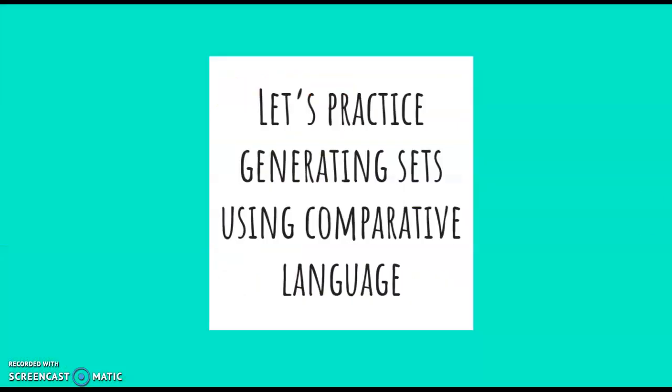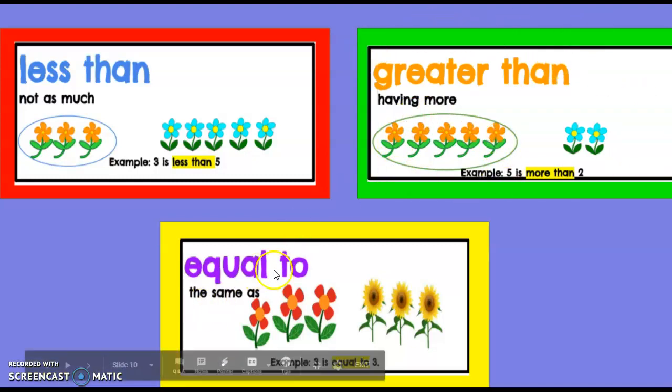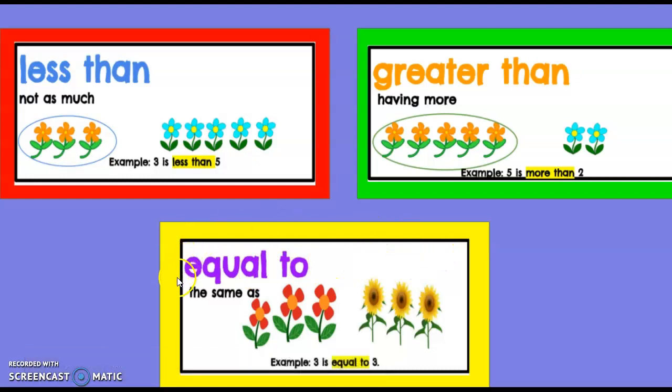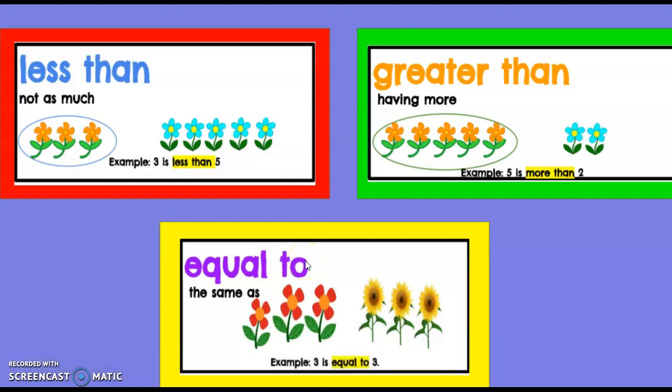Good. All right, now let's practice generating sets using comparative language. I just want to review the comparative language one more time. Less than means not as much or not more, and that will be on a red card. Greater than means what? Means more. Good. And that will be on a green card. And then equal to means the same, and that will be on a yellow card.